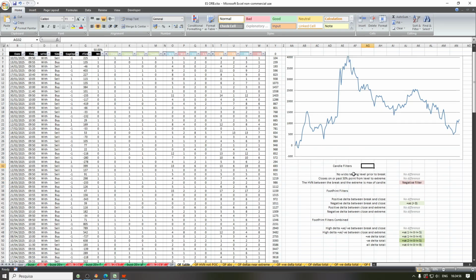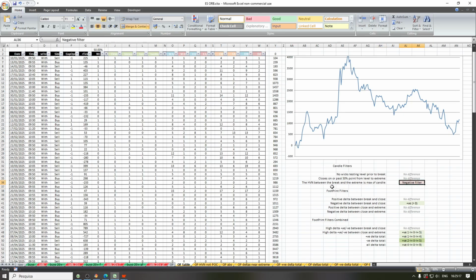So no wicks testing level prior to breaks. This is the clean filter. That showed pretty much no difference. Closes on or past 50% point from the level to the extreme. That shows pretty much no difference. The high volume node between the break and the extreme is the max of the candle. And that's slightly negative, right?